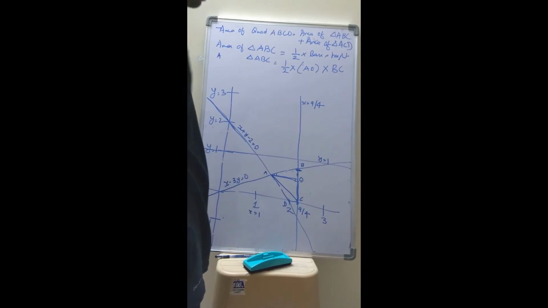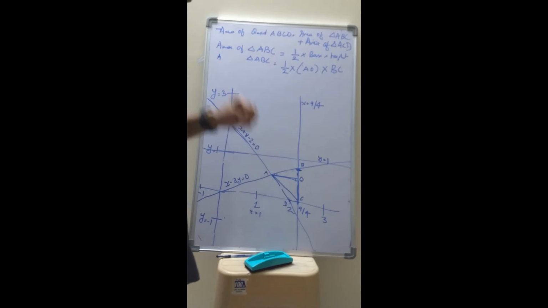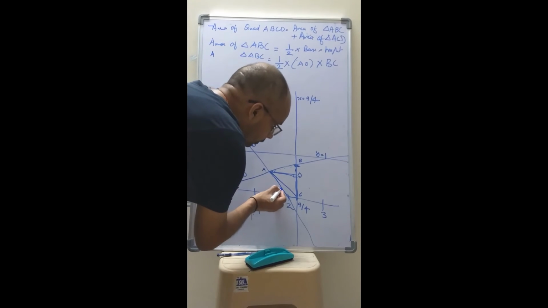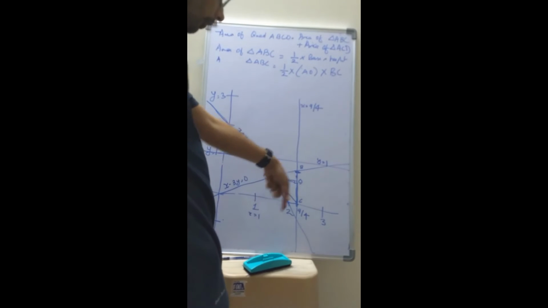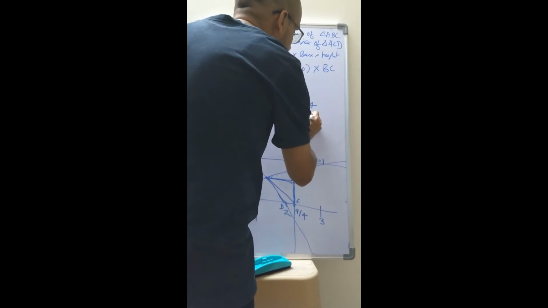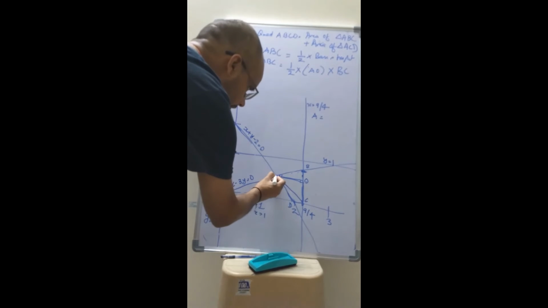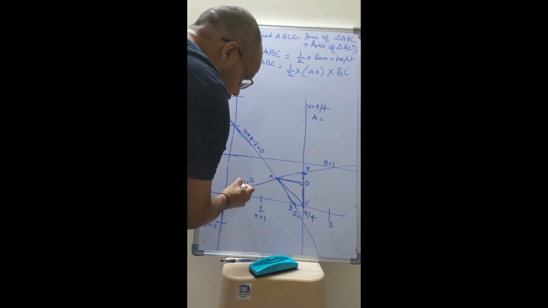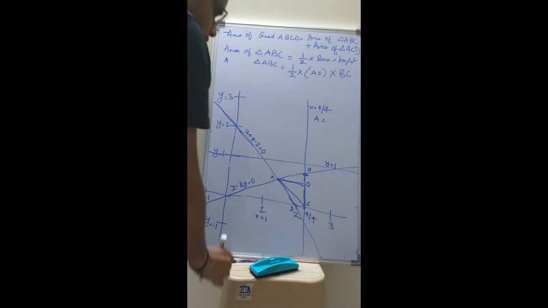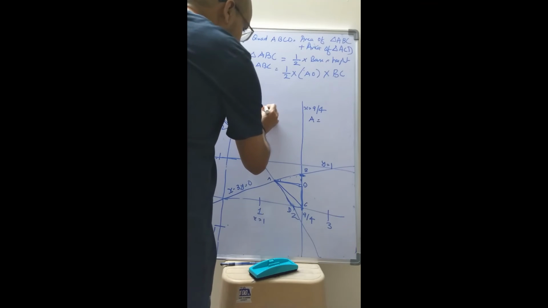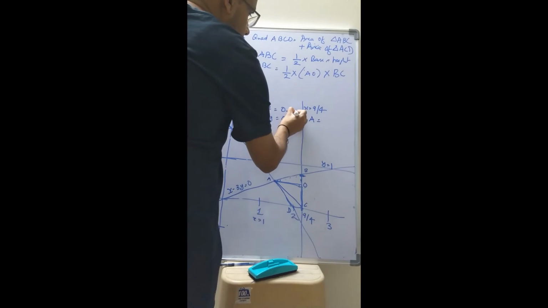BC is easy, right? If you find the coordinates A, B, C, D, you will be able to easily find BC and AO. Let me tell you what these coordinates are. Let's start with A. A is the intersection point of the lines x plus y minus 2 equal to 0 and x minus 3y equal to 0. So if you solve both of these equations, you will get A. Here x plus y minus 2 is equal to 0, and x minus 3y is equal to 0. Solve both of them.